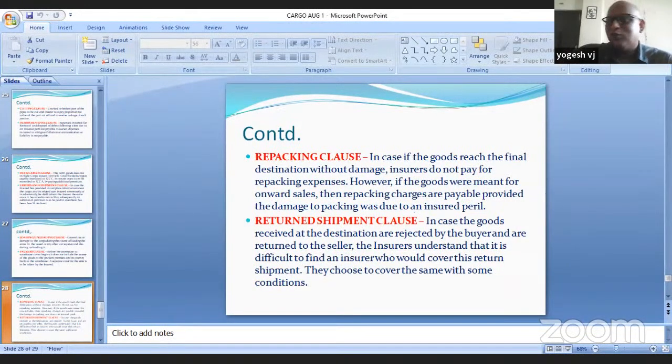In case if the goods reach the final destination without damage, insurers do not pay for repacking expenses. However, if the goods were meant for onward sales, then repacking charges are payable, provided the damage of packing was due to the insurer. कभी कभी होता है कि मल्टीपल लेवल्स ऑफ पैकिंग रहता है. एक पैकर के पास से पैक होके आया है, अभी वो दूसरे पैकर के पास जाना है in the next port, at the next port. This entire study has been done and these two clauses have been attached, packing clause and repacking clause. Okay.